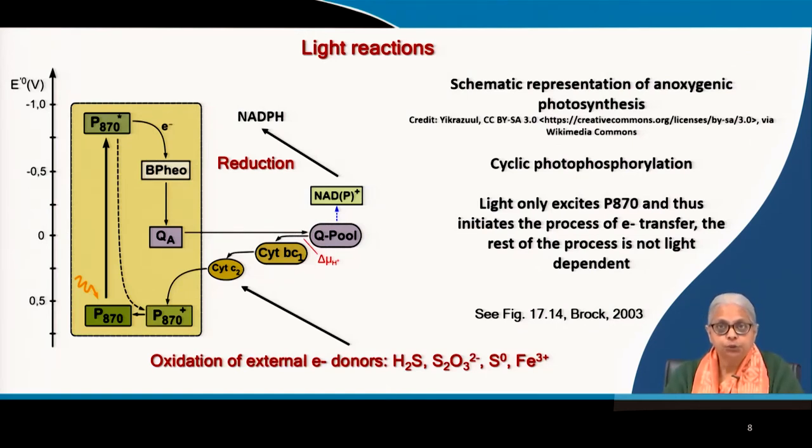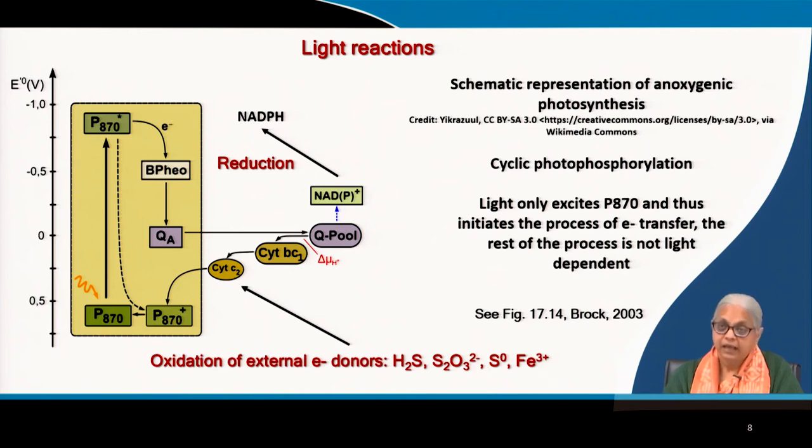Coming to how the electrons are transported and how energy is generated, let's take photosystem 1, which is present in anoxygenic photosynthetic organisms like the purple bacterium. Here we have a particular pigment molecule that is capable of absorbing light at 870 nanometers. That's why it's called P870. Now, 870 nanometers is not necessarily visible light; it's somewhere between visible and infrared.